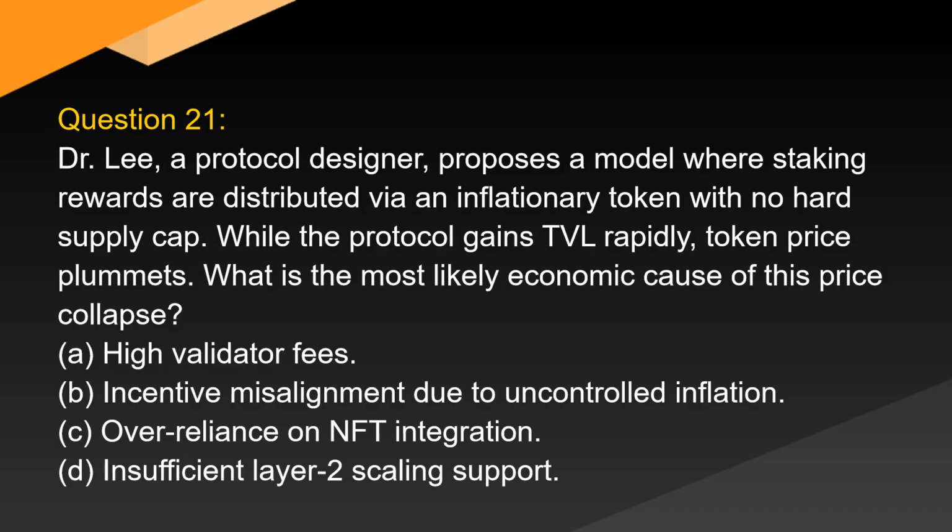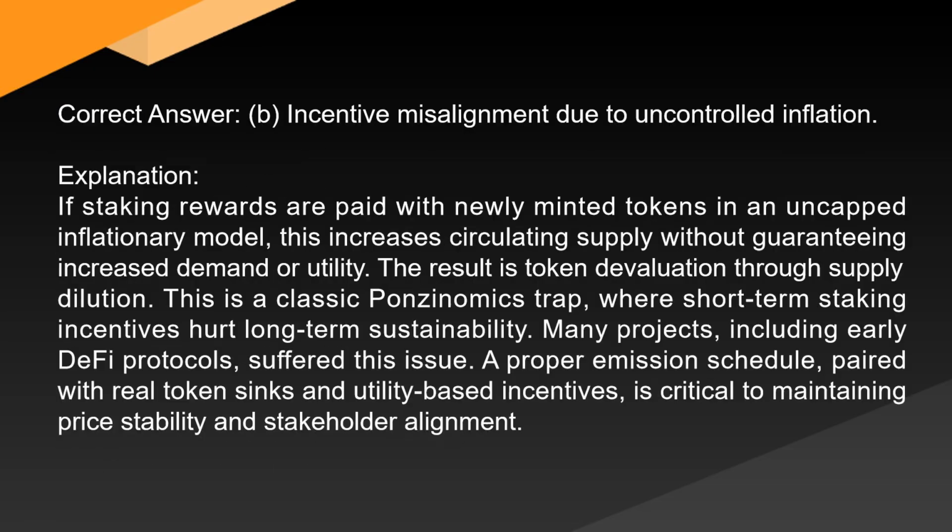Question 21. Dr. Lee, a protocol designer, proposes a model where staking rewards are distributed via an inflationary token with no hard supply cap. While the protocol gains TVL rapidly, token price plummets. What is the most likely economic cause of this price collapse? A. High validator fees. B. Incentive misalignment due to uncontrolled inflation. C. Over-reliance on NFT integration. D. Insufficient Layer 2 scaling support. Correct answer: B. Incentive misalignment due to uncontrolled inflation.